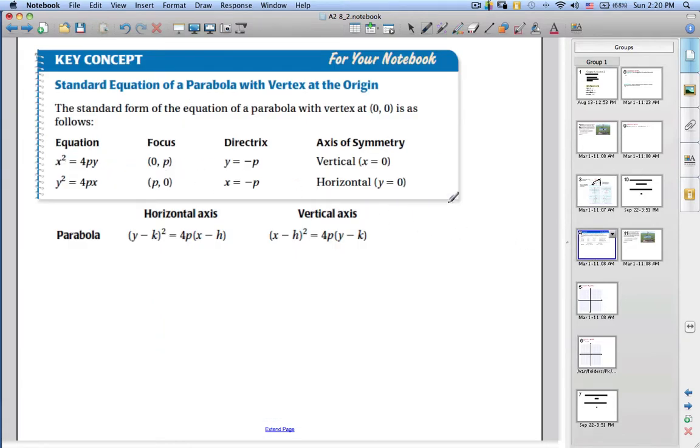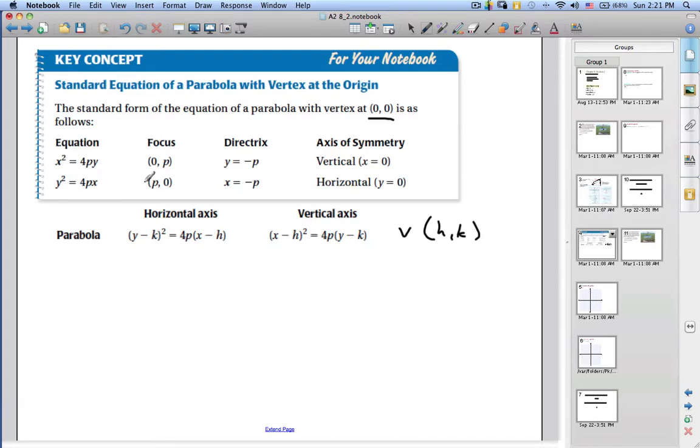These are for, in 8.2, they deal just with parabolas that are located with a vertex at 0, 0. So these are a very specialty case. But the full equation looks like this. And the vertex will always be at (h, k).